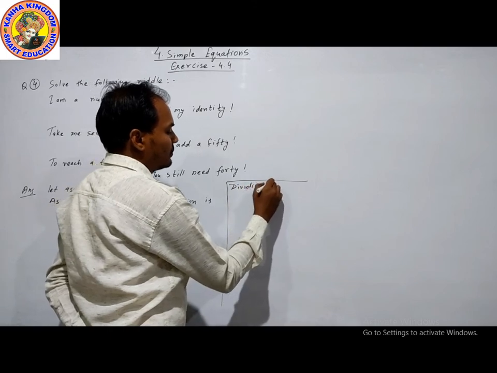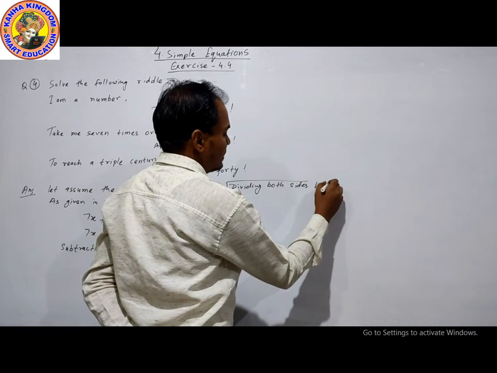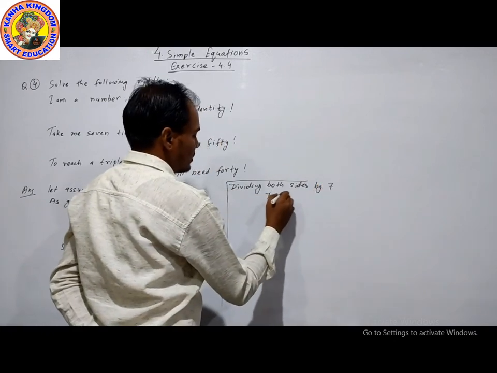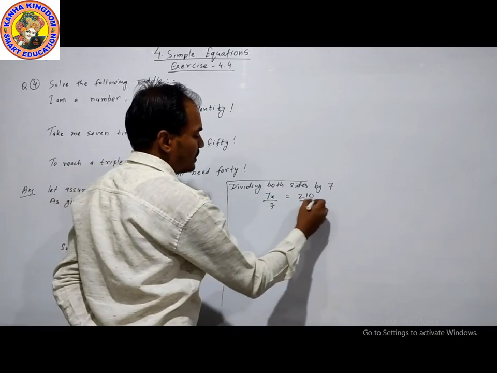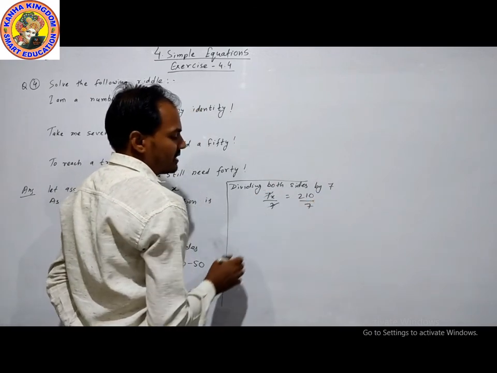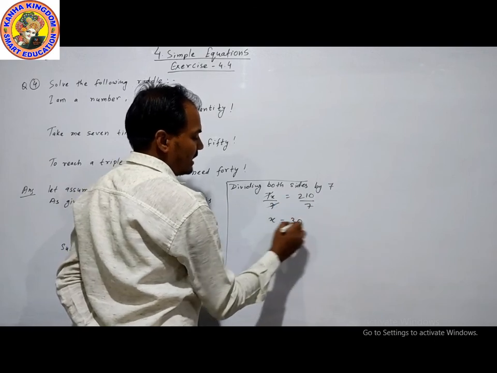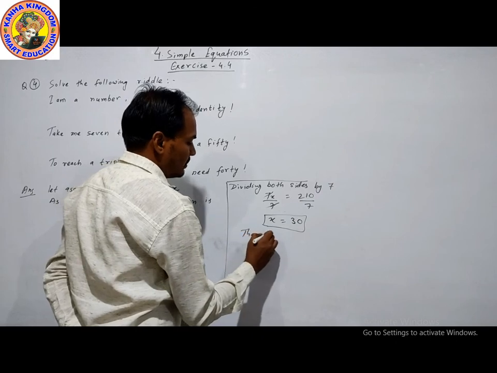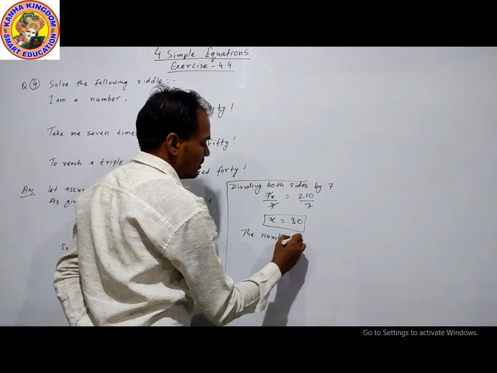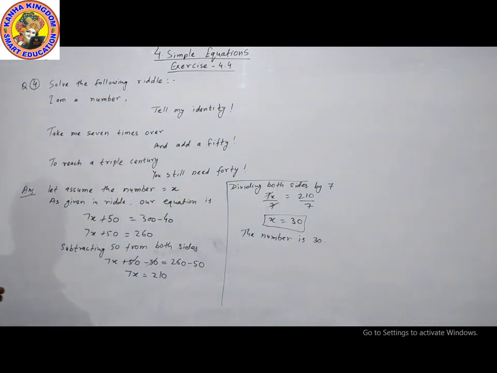Dividing both sides by 7. The 7x is equal to 210. Now dividing by 7, 7 and 7 cancel. Here x is 3 times, 3 and 0, 30. The number is 30. This is our answer.